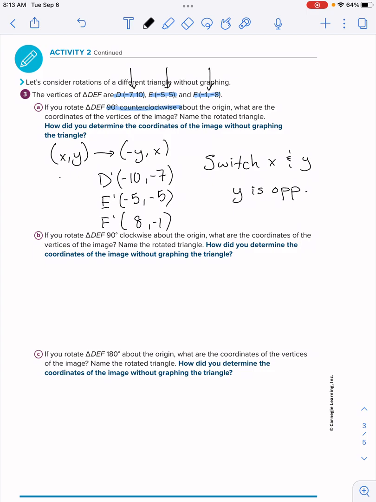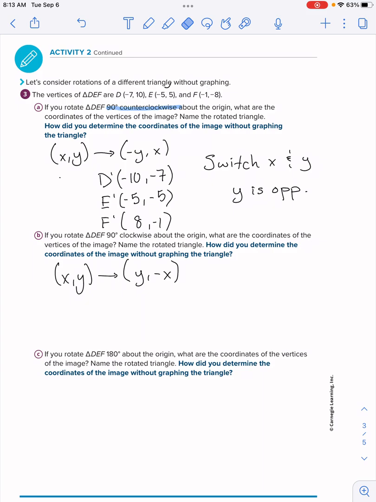Next one, B. If you rotate 90 degrees clockwise about the origin, what are the coordinates of the vertices? So same thing here, but instead of x comma y, it's very similar to the last one, except the negatives on the other side. We're going to switch them, but it's going to be a negative x instead of a positive x. So we're still using the same exact points here of D, E, and F.